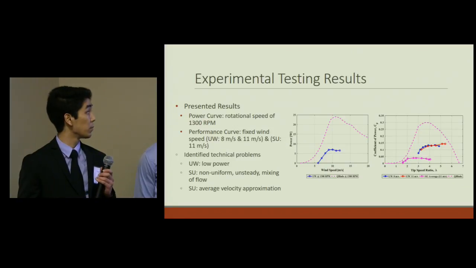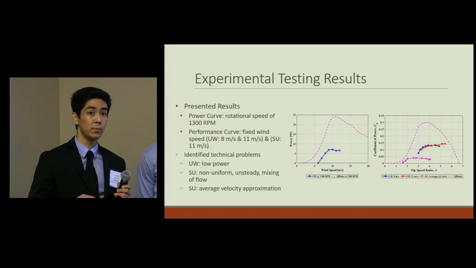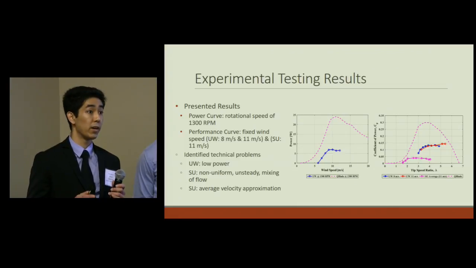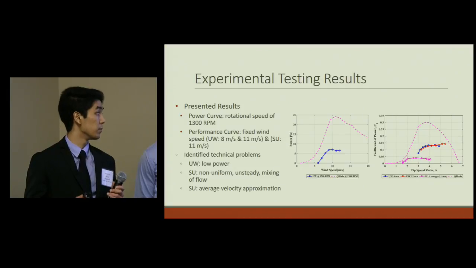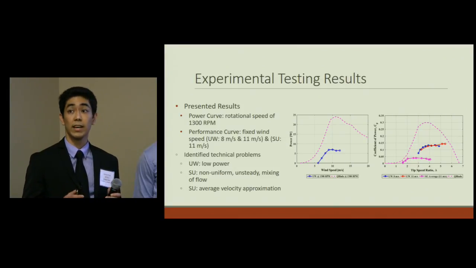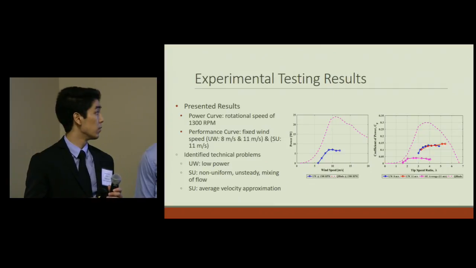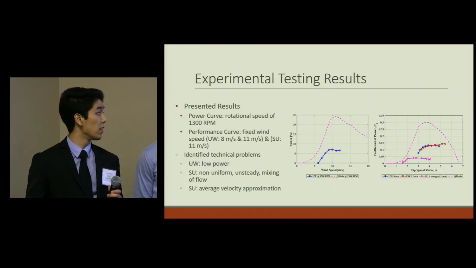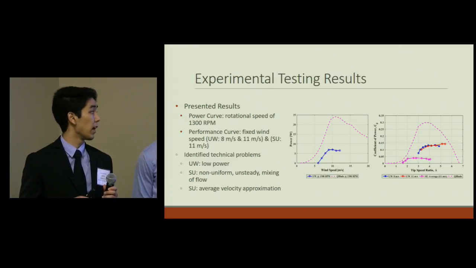Moving on to identified problems. At UW, it wasn't the final system we tested, so we had an overall lower expected power output, and that affected our power electronics and control schemes at the wind tunnel. At SU, the 4 leaf blowers introduced a lot of uncertainty in the flow: non-uniform, unsteady, and unknown mixing of the flow, and that affected our average velocity approximation.